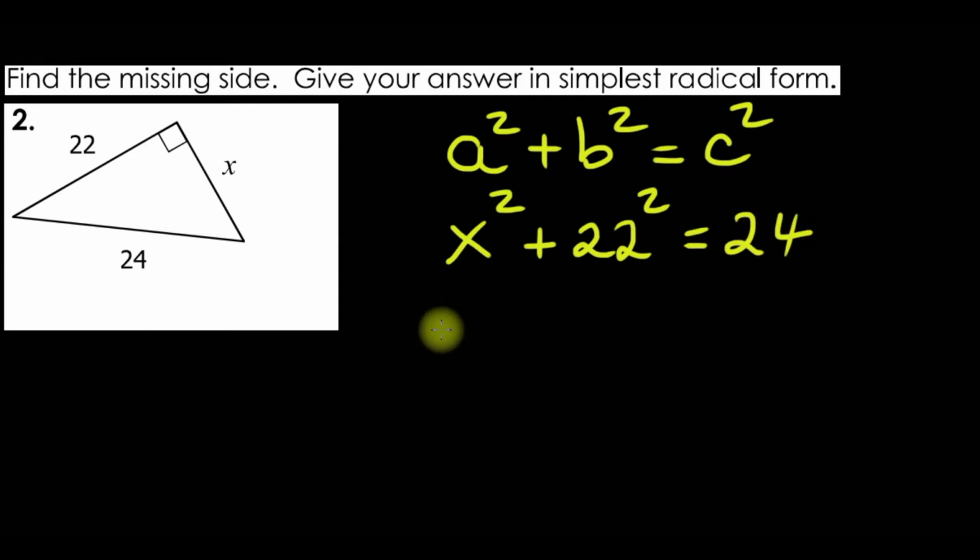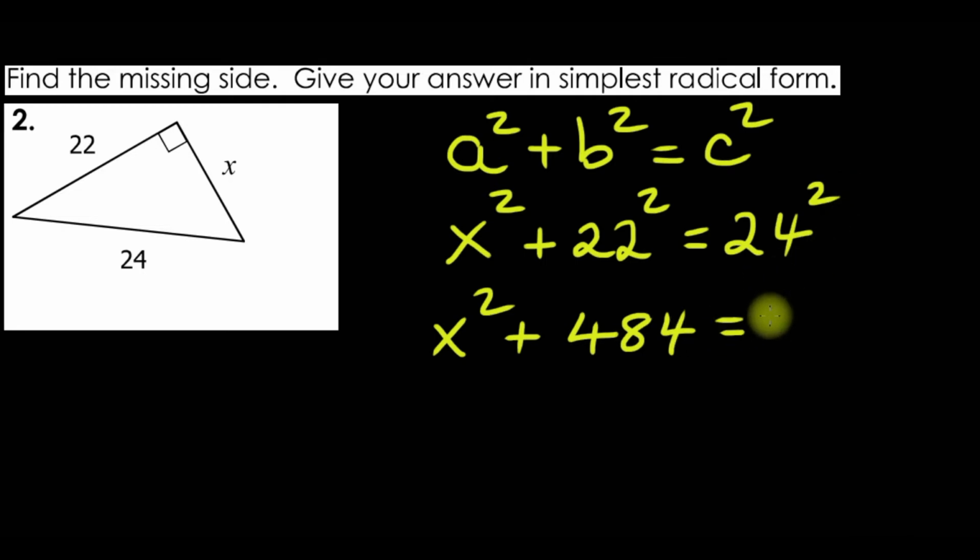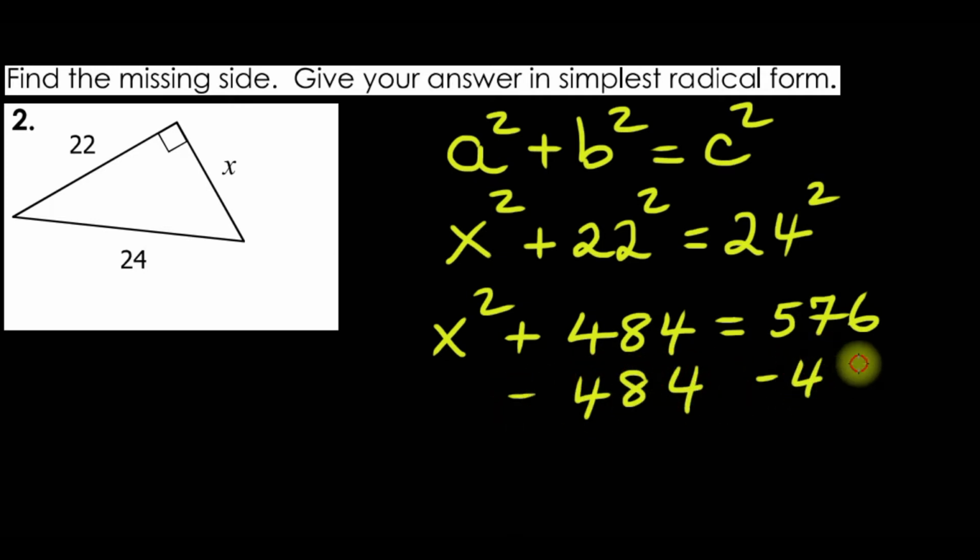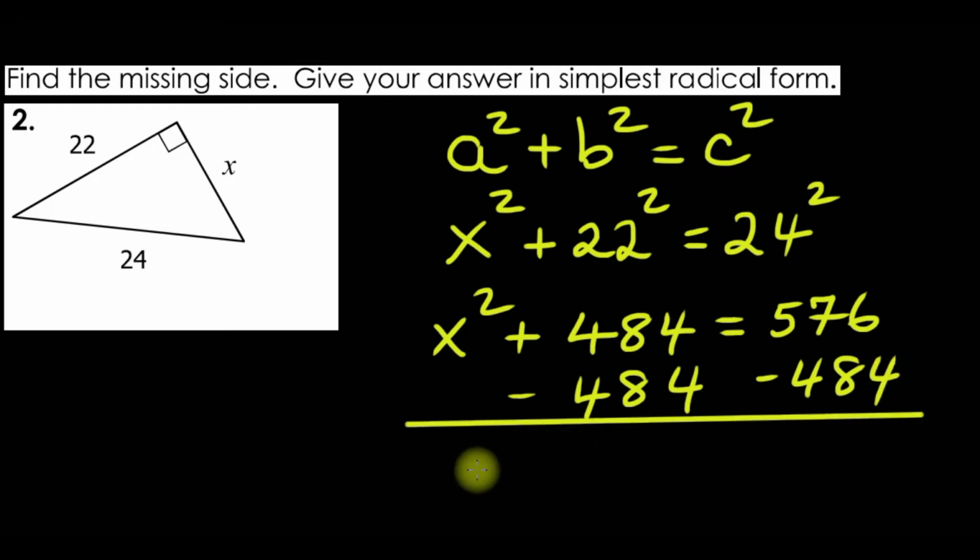Okay, we're going to solve for x here. So x squared plus 22 squared. 22 times 22 is 484. And then 24 squared here. I forgot to put the square there. So 24 squared is 24 times 24. That would be 576. And then minus 484. Okay, so x squared, and these are gone, add up to 0, equals 92.